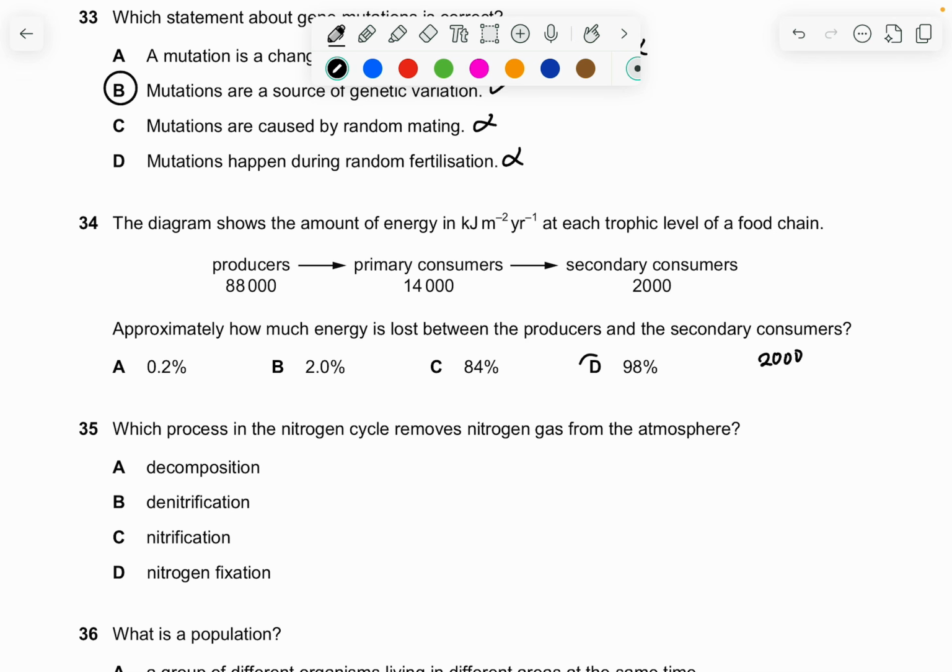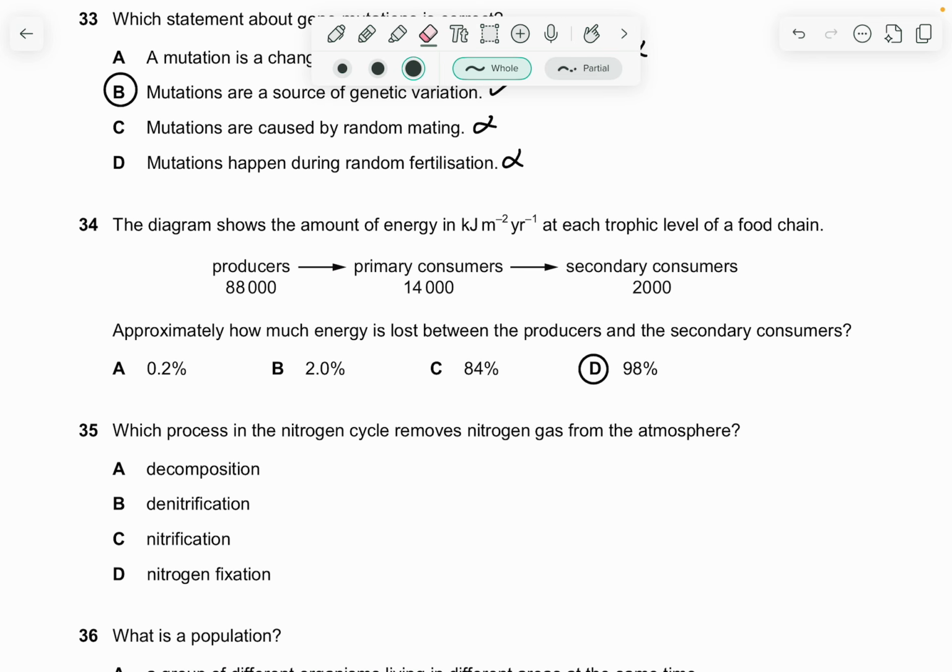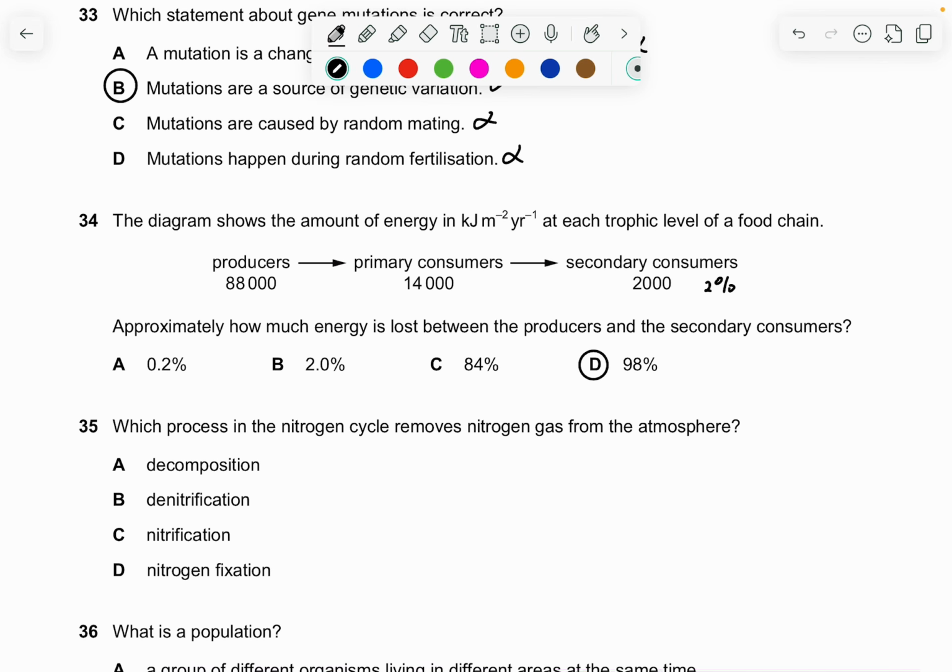Okay, so the answer is 98%. But I think I will need to show you why. First of all, you can actually see from the number itself, from initially 88,000 and you only remain with 2,000, right? This is actually showing you the energy, by the way. So from 88,000 you only remain to 2,000, right? It means that about 2% is still remaining, and the rest of it is lost.